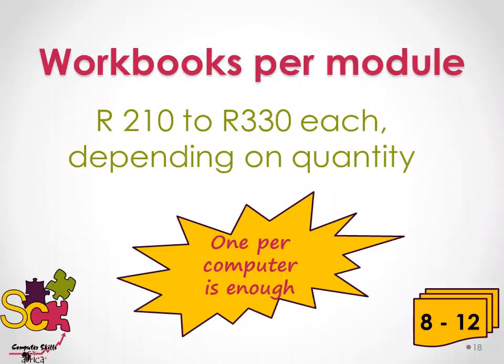Then, after the license, you need to have workbooks. So if you're going to do word processing and spreadsheets, you need 2 workbooks. Okay, and you need them per computer. I wouldn't say per child, because they don't need to take this home and read up or whatever. They must just have it available when they have a computer lesson. So I put 1 per computer. That's enough.